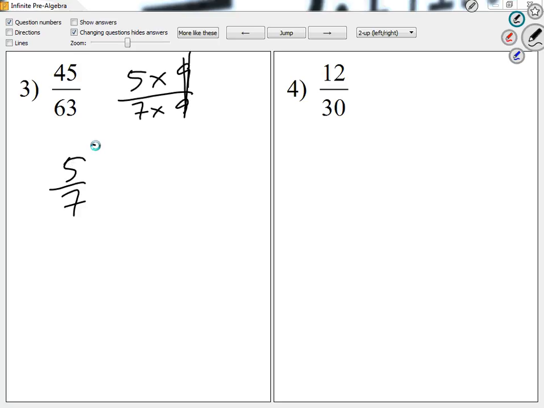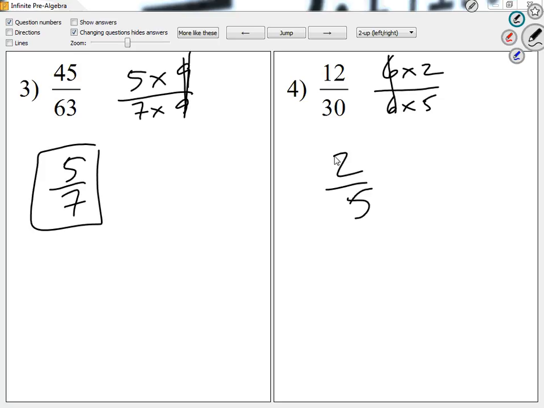Let's take a look at question number 4. Give me two numbers that multiply equals 12. 6 times 2, okay. 6 times 2, what about 30? 6 times 5, cancel out the 6's, so we have 2 over 5. And 2 over 5 cannot be simplified anymore, so we're good.